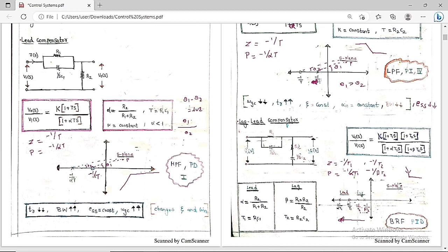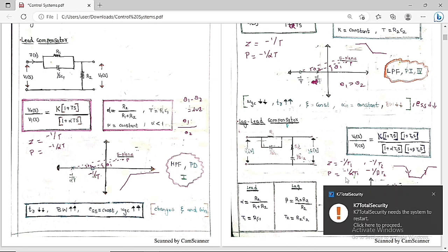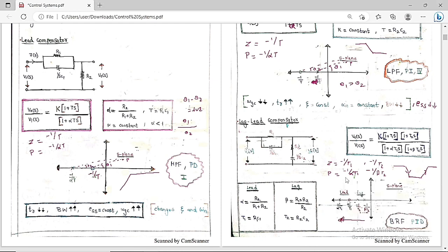Then again plus 20 because of the zero, and then again there is a pole, which is minus 20. So plus 20 minus 20 is again 0 dB. These frequencies are passed, these frequencies are passed, but not these frequencies. So this is called a band reject filter.